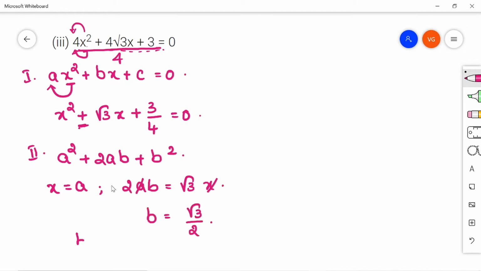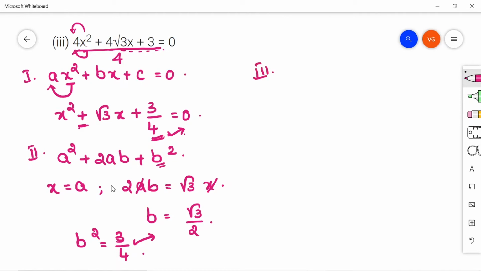And what is b square? B square is root 3 by 2 whole square. So 3 by 4. So luckily whatever the third constant value that they are giving is b square only. So now no need to add and subtract that root 3 by 2 whole square, that is plus b square minus b square, no need to add because the given constant term is matching with the b square term. So this itself is in that form of a plus b whole square.